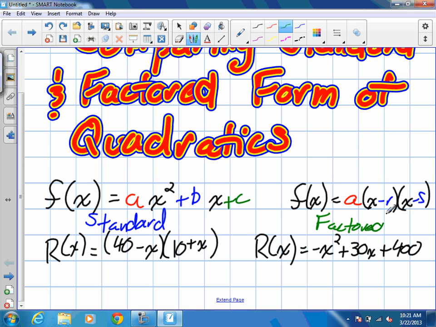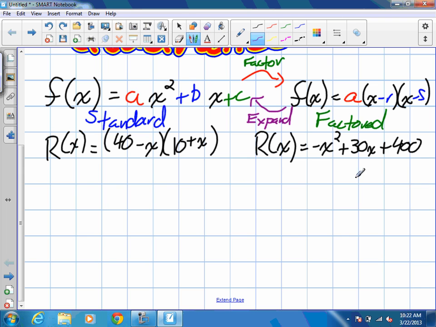How do we go from standard to factored form? We factor. And how do we go from factored form to standard form? We expand. Okay, good. So at least you guys have that understanding. So what we're going to do is compare these two, and then relate them to a graph. The very first one I'm going to expand very quickly.